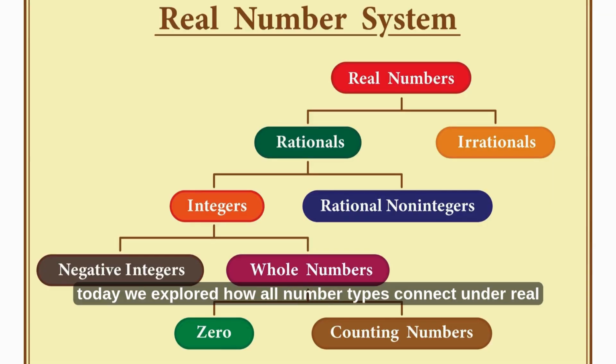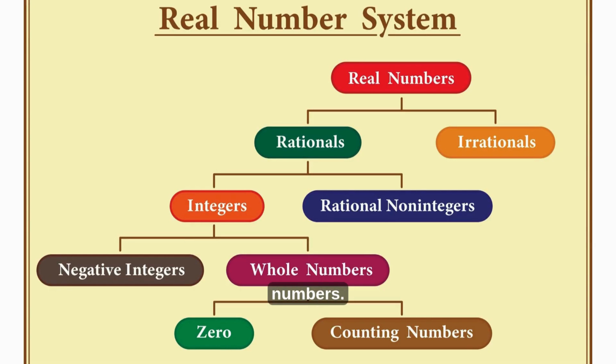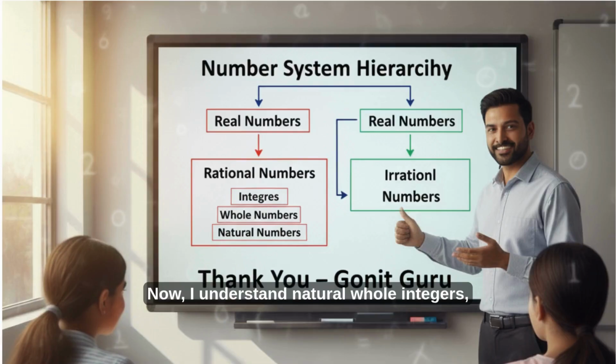So today we explored how all number types connect under real numbers. Now I understand natural, whole, integers, rational, real numbers. Perfect. Next, we'll solve some examples on real numbers.